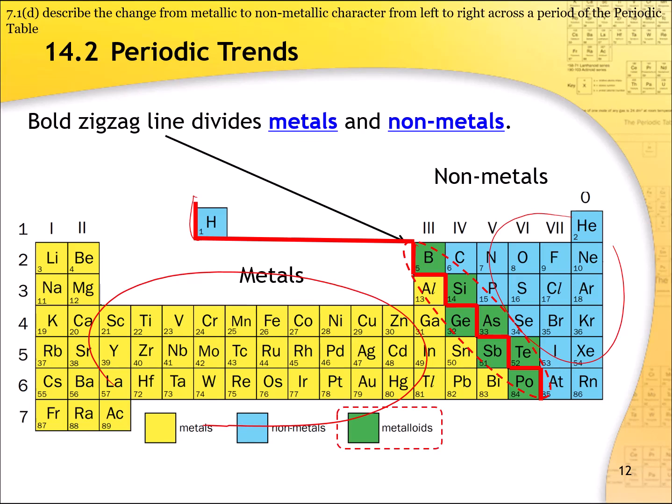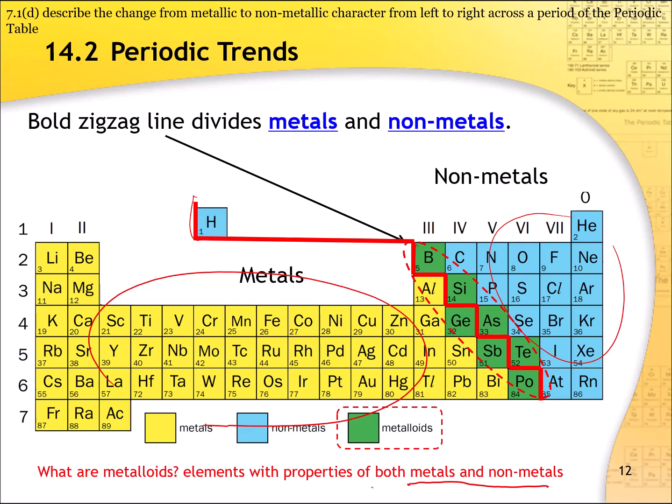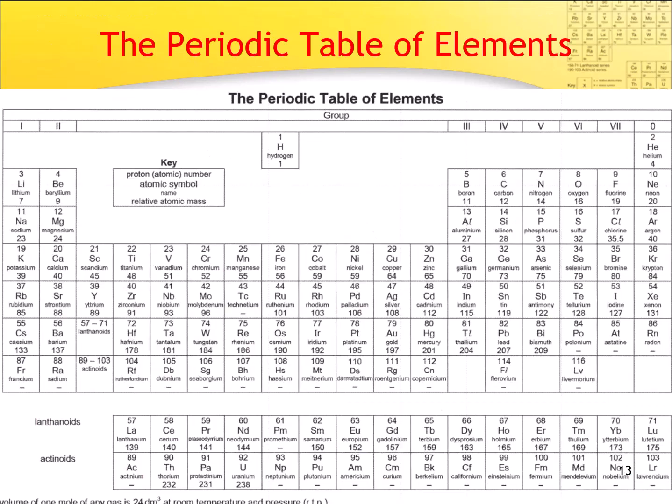Now the metalloid lies between the metal and non-metal. So what are metalloids? Metalloids are elements with properties of both the metals and non-metals. So they have some properties of metals and some properties of non-metals. You will not be asked to define what a metalloid is. Just take note that metalloids are above and below the zigzag line, the staircase, except aluminium. Aluminium is a metal. So this is the typical periodic table.